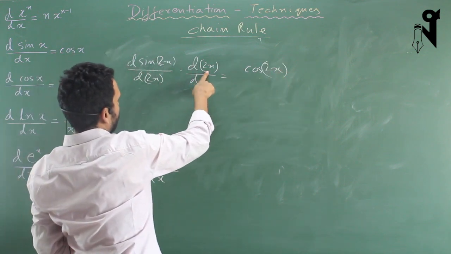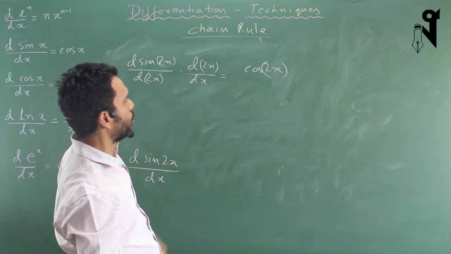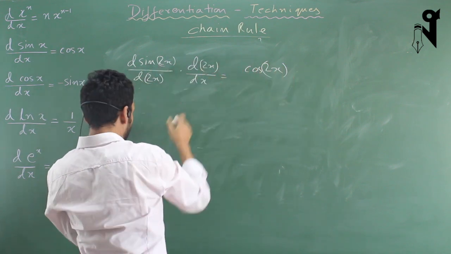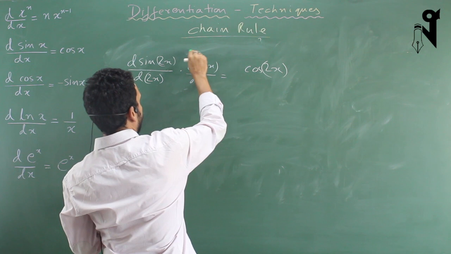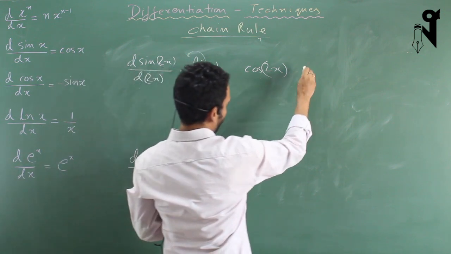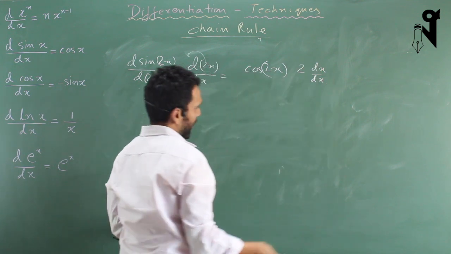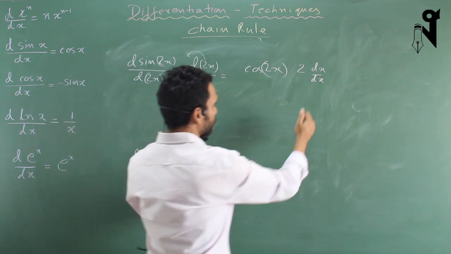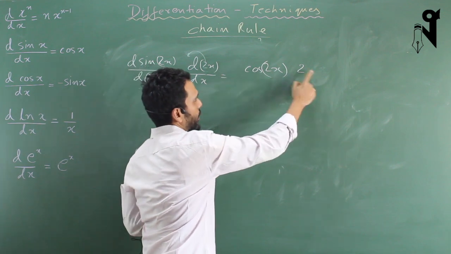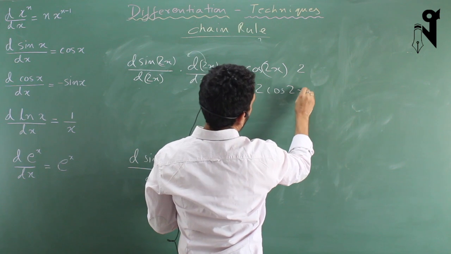Now what about this one? D of 2x with respect to dx, what will that be? So 2 as a constant, in the last class we have told it can go out. We have given you a sheet to practice those things. So this becomes 2 and dx by dx. Dx by dx is 1 obviously. So that is nothing. That thing becomes 1 and a 2 outside. So the answer is 2 times cos 2x.